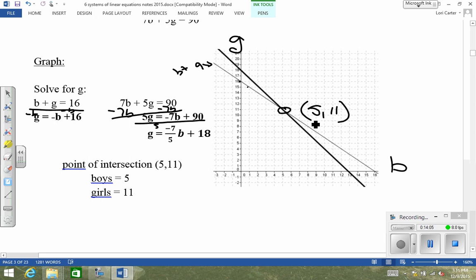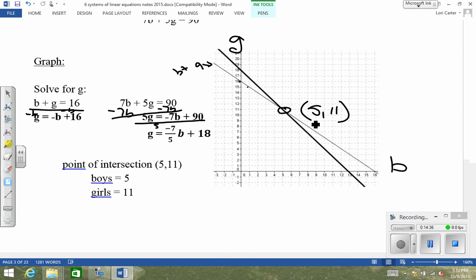What does that tell me? 5 what? 11 what? 5 boys and 11 girls. So I can invite 5 boys and 11 girls to my party for that amount of money. Oh, wow. Making sense? Say it again. Okay. That's the only one that gives you spent exactly $150. That's the only one that does that.